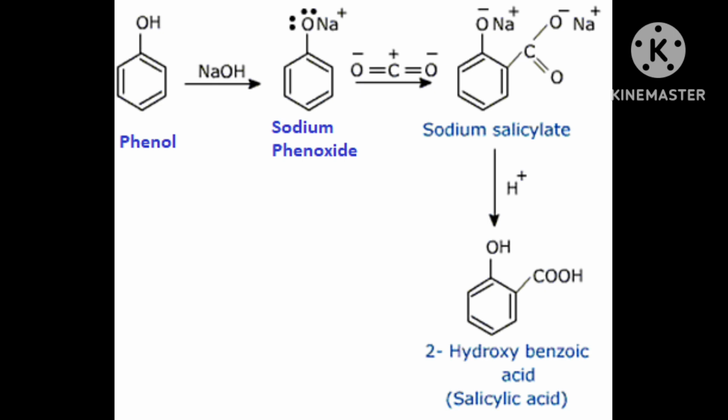CH3CH2OH, this is ethyl alcohol. Ethyl alcohol in presence of H2SO4 at 443 K will give CH2=CH2, alkene, ethylene. And at 413 K, a little less temperature, in presence of H2SO4, it will give ether, C2H5OC2H5. This is a very, very important reaction.